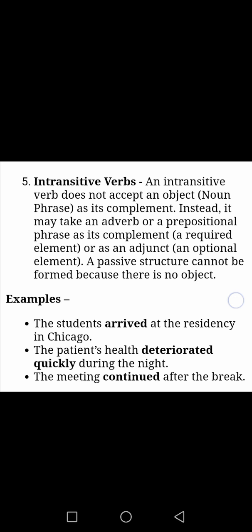Number fifth is intransitive verbs. An intransitive verb does not accept an object noun phrase as its complement. Instead, it may take an adverb or a prepositional phrase as its complement or required element, or as an adjunct, an optional element. A passive structure cannot be formed because there is no object. Example: the students arrived at the residency in Chicago.